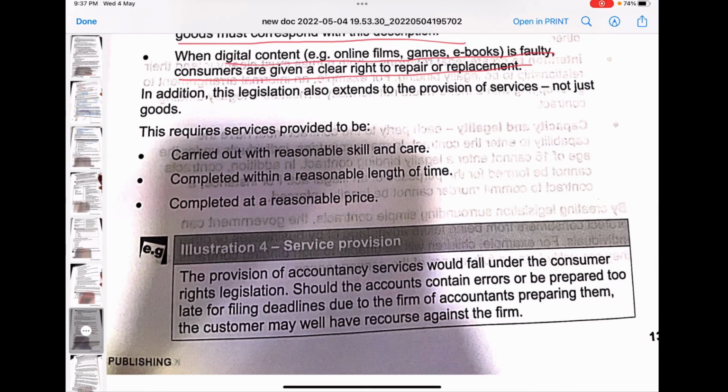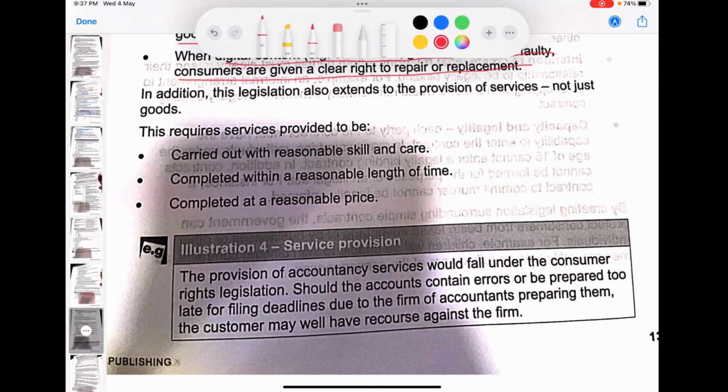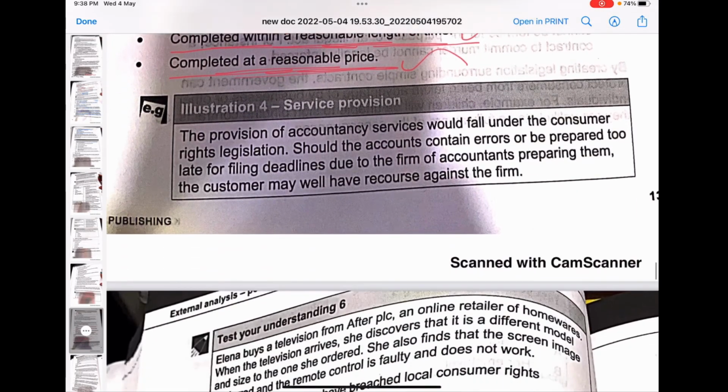In addition, this legislation also extends to the provision of services, not just goods. So it is also applicable for services. So, what are the expectations from services? They should be carried out with reasonable skill and care. They should be completed within a reasonable length of time. They should be completed at a reasonable price. So, time taken, skill and care, and price. These are the three factors.